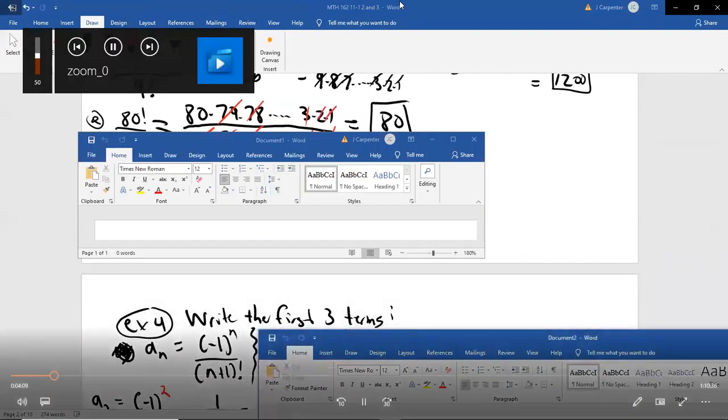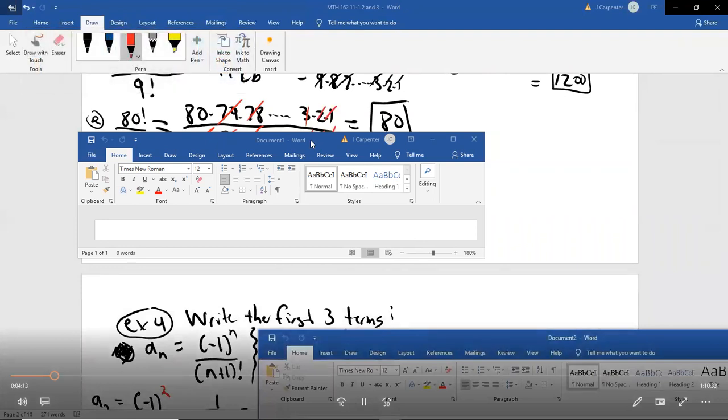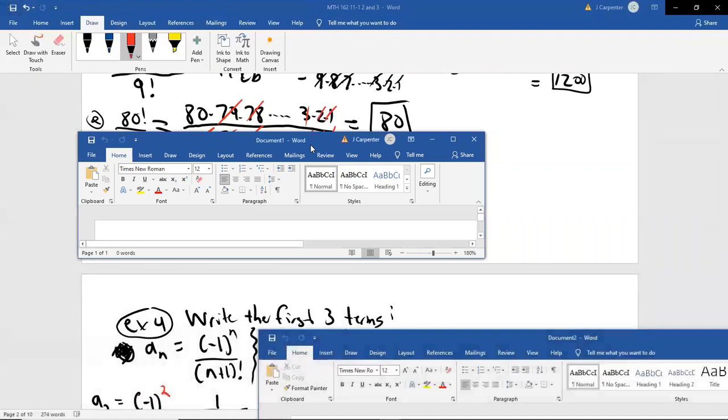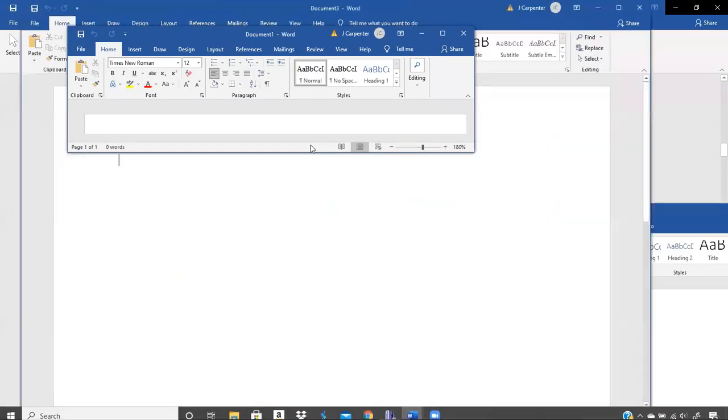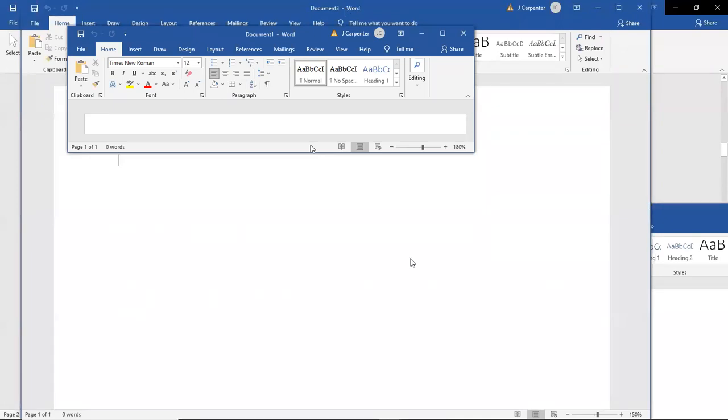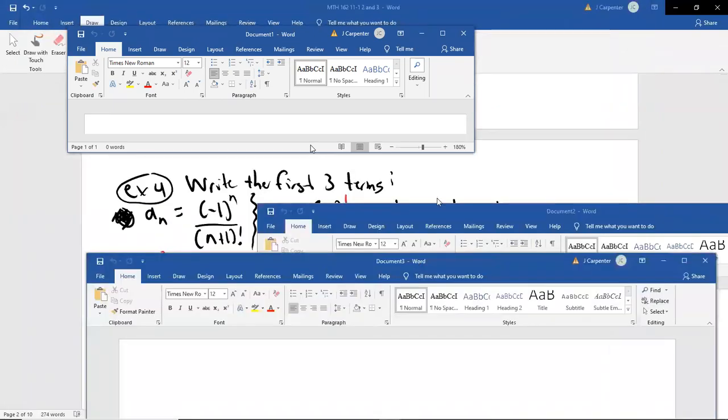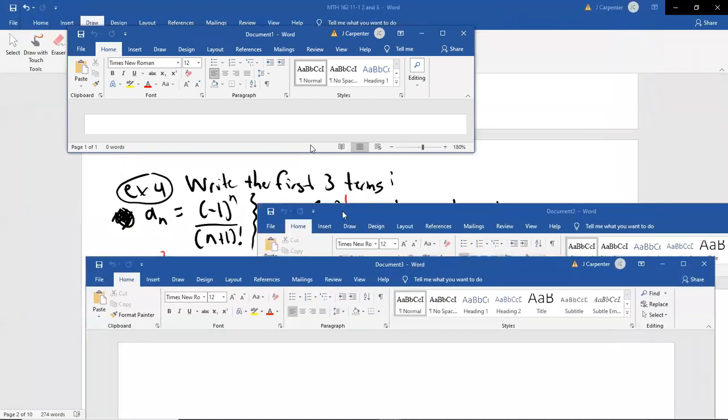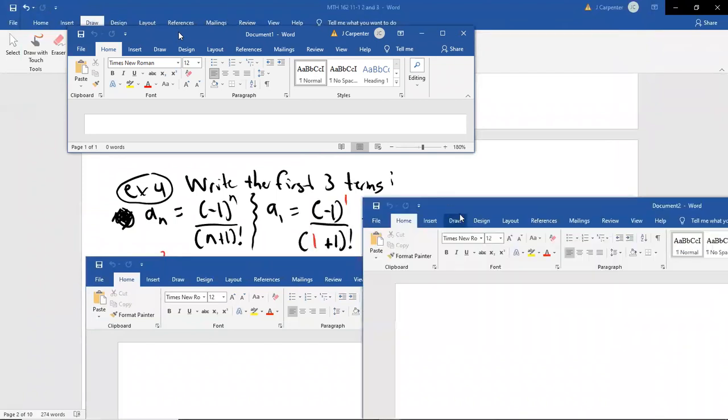So write the first three terms of the sequence a sub n equals negative one to the n over n plus one factorial. Sorry, remember, in the interest of time, I'm writing less things. All right, so the first term, a sub 1. Just turn the n's into ones, which you can see I've done in red.